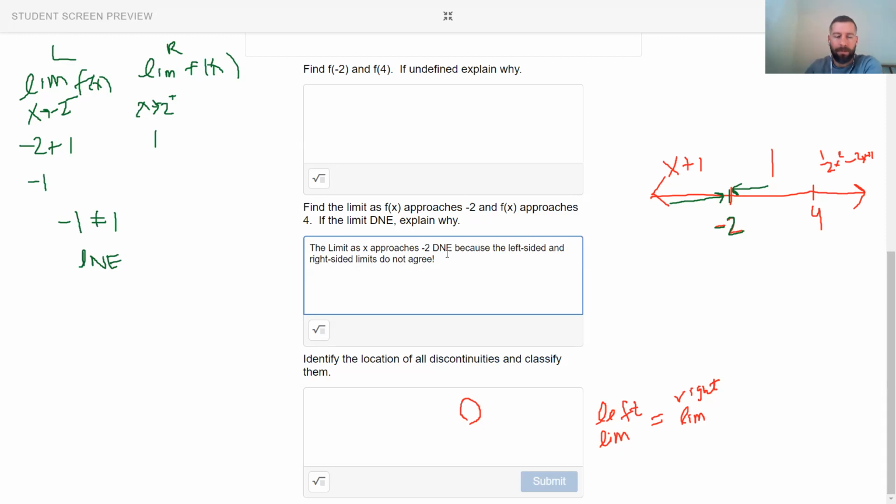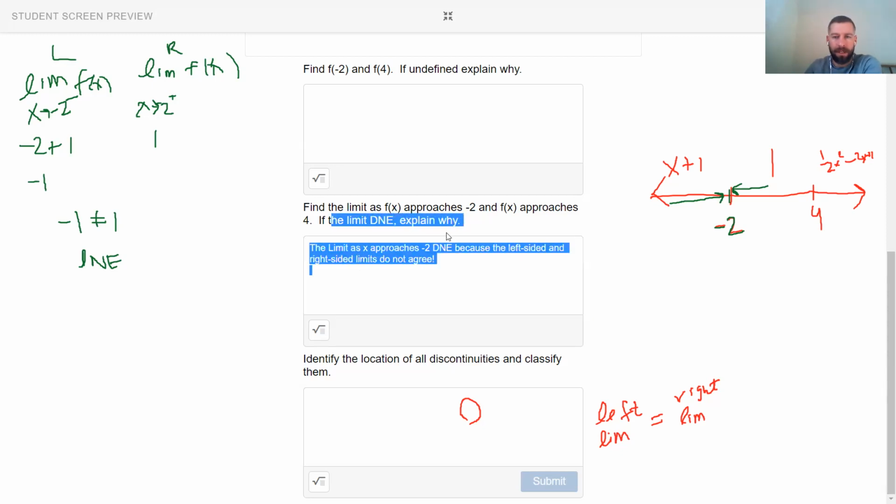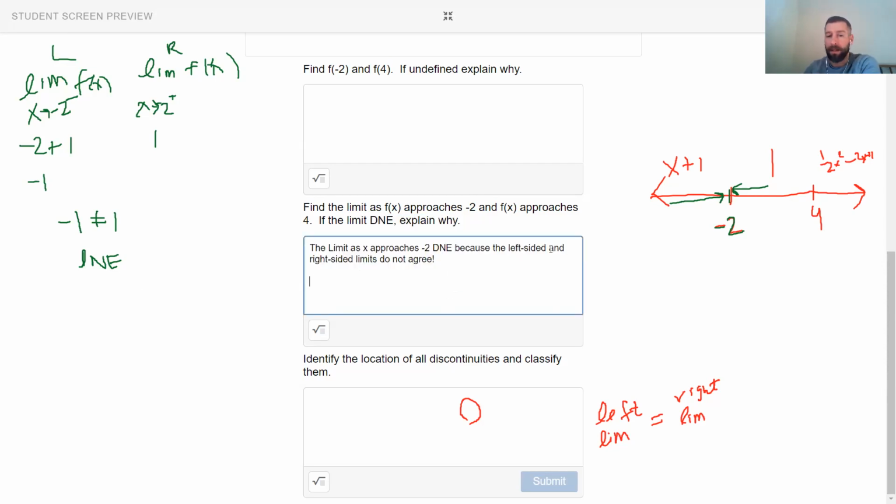Okay, and I had to put that sentence in there because it says if the limit does not exist, explain why. So there's my explanation. I could say something along the lines that the left-sided limit was -1 and the right-sided limit is 1. And since those limits don't agree, the limit does not exist. Maybe I should put that little bit in there. Okay, and then additionally, we have to find the limit as we approach 4.